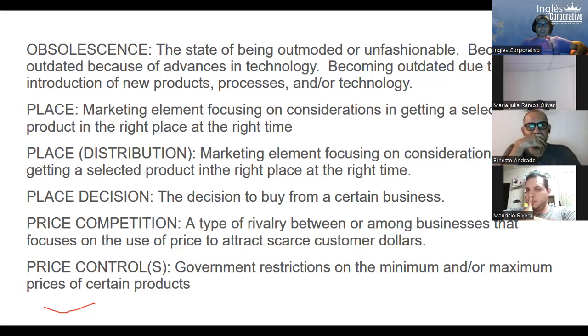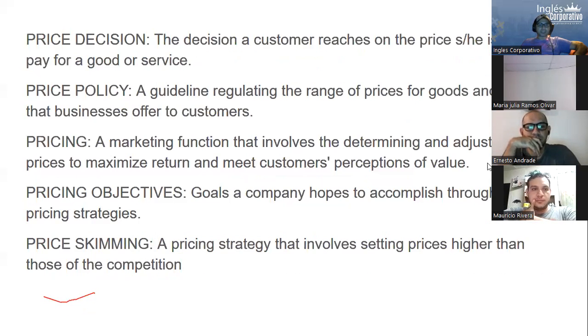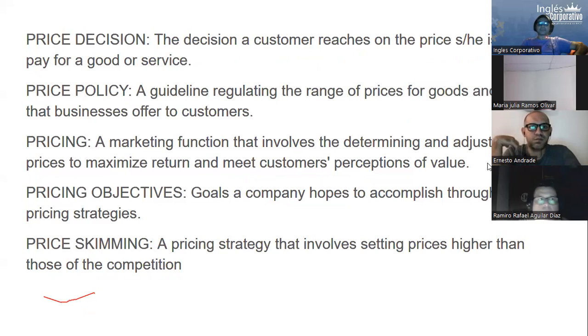Okay, let's go to the next ones. Who wants to read price decision? I believe we read that one. I know it's different. Me, teacher. Okay, go ahead. Price decision: the decision a customer reaches on the price he is willing to pay for a good or service.